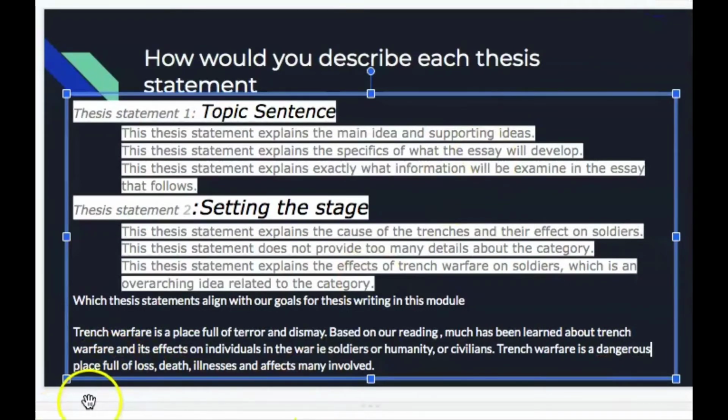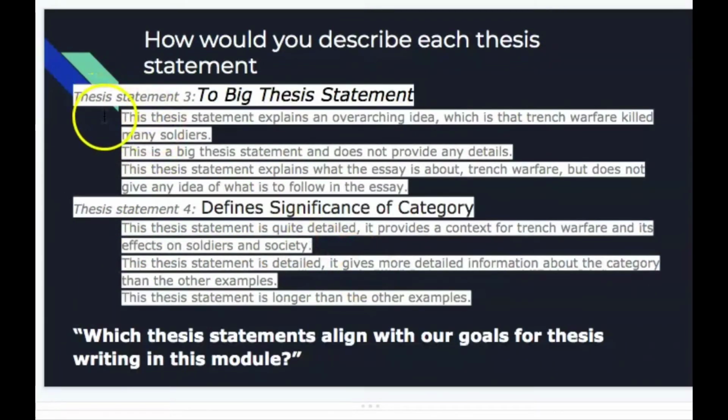So if I wanted to set the stage for trench warfare, I might say something like, trench warfare is a place full of terror and dismay. Based on our reading, much has been learned about trench warfare and its effects on individuals in the war, i.e. soldiers, or humanity, or civilians. Trench warfare is a dangerous place, full of loss, death, illness, and affects many involved. So this would be an example of a thesis statement.